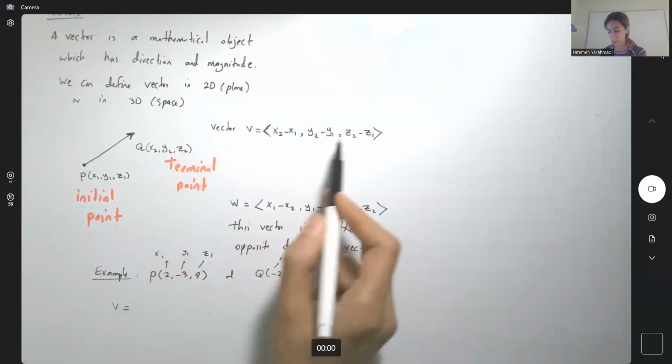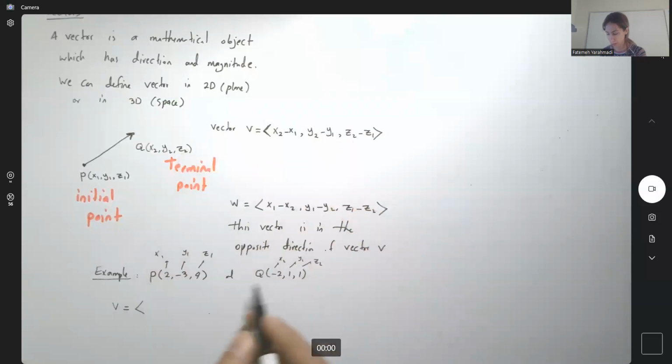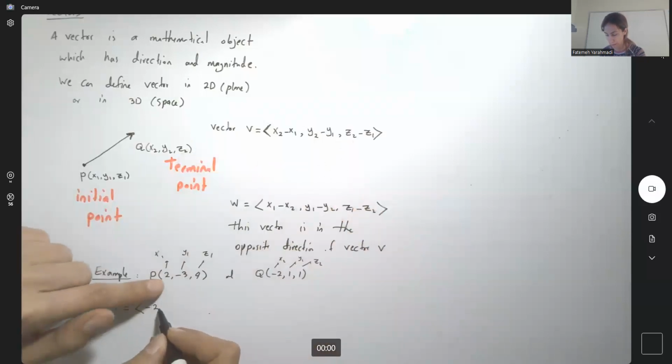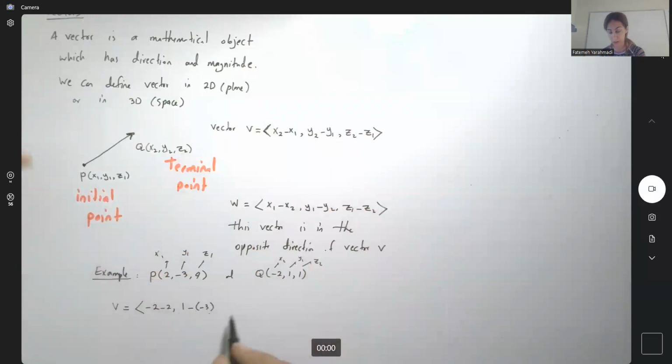So following the definition, this vector is going to be -2 minus 2, 1 minus -3. Be careful about the signs. And here you have 1 minus 4, which is basically -4, 4, and -3. This is our new object.